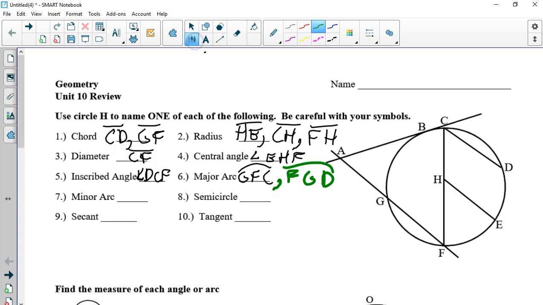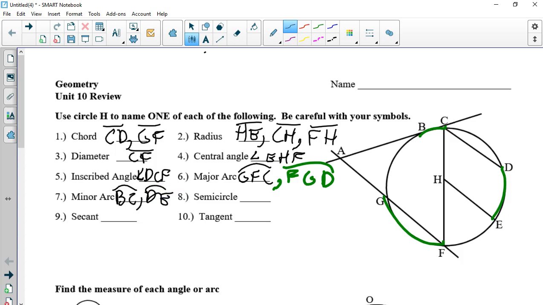Minor arc. That's going to be a smaller one. You can do whatever you want. BC, that's a small one. DE, GF, FE, CD, any of these would be minor arcs. GB. Alright? So just pick whatever you want, BC, as long as it's less than a semicircle. DE, etc.